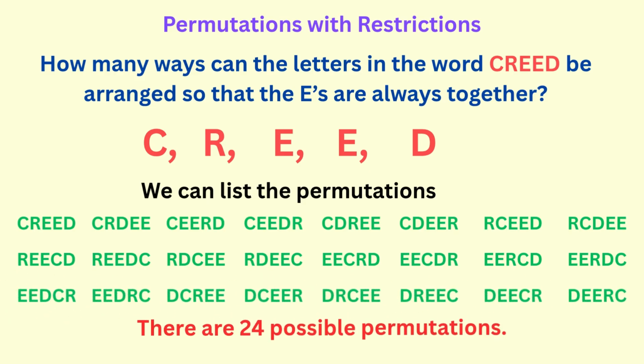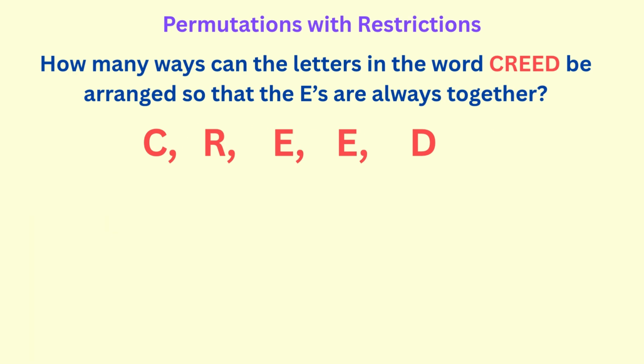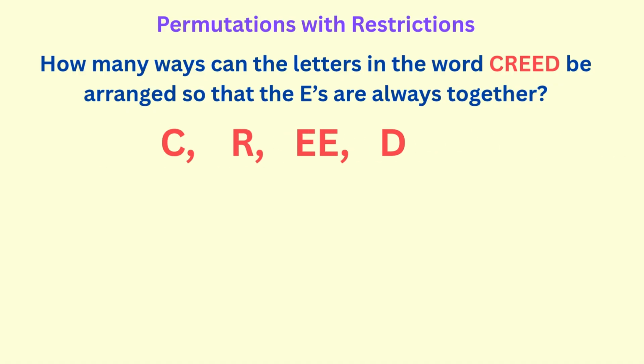There are 24 possible unique arrangements. As you can see, this approach is too tedious and lengthy. A more effective approach would be the box method. We have 5 letters. Since the E's need to be together, we'll treat them as a single item. Now we have 4 units.